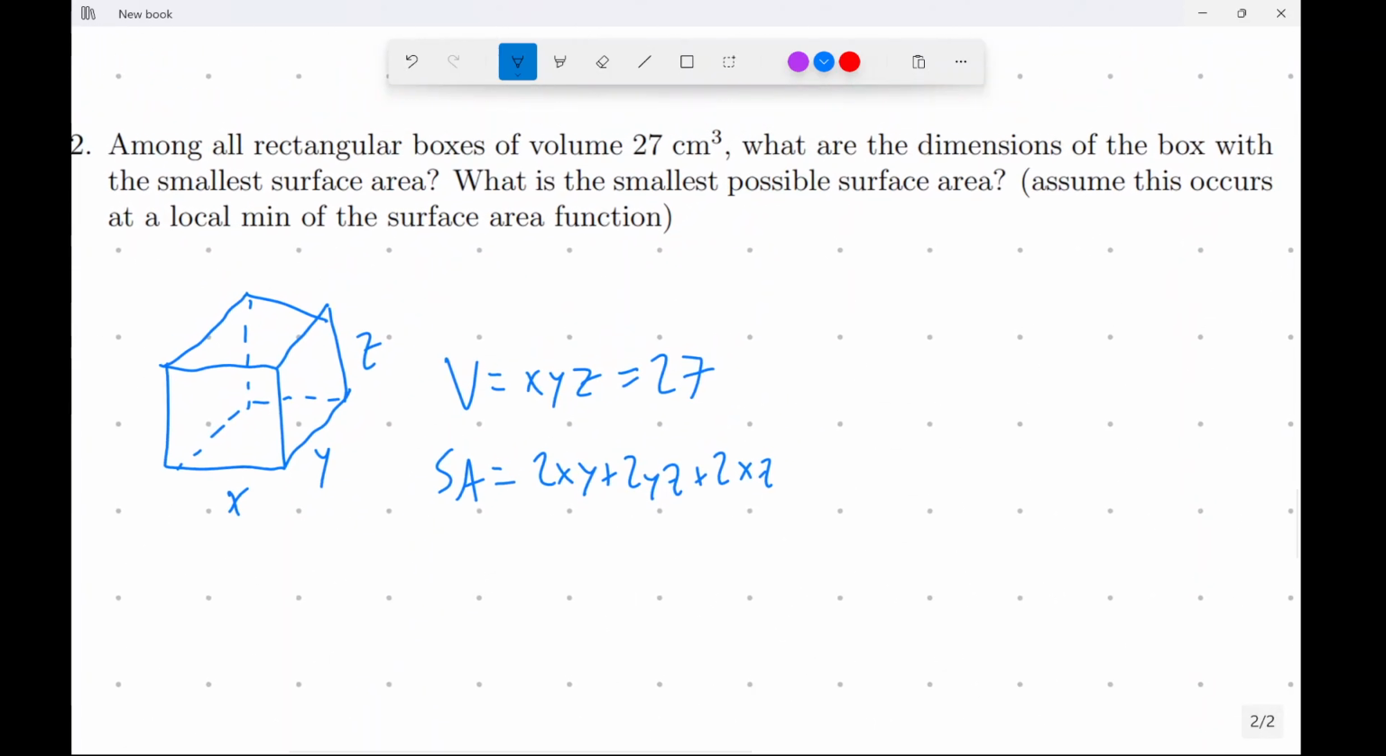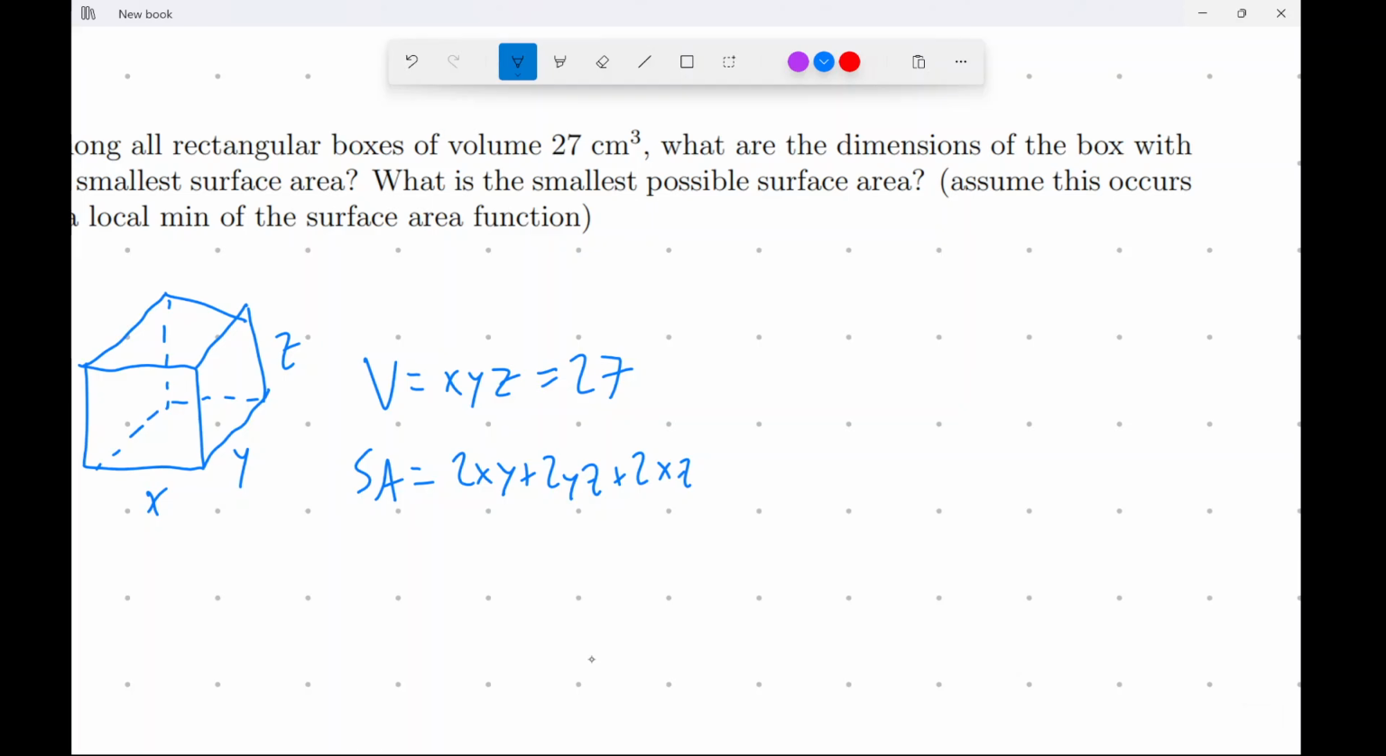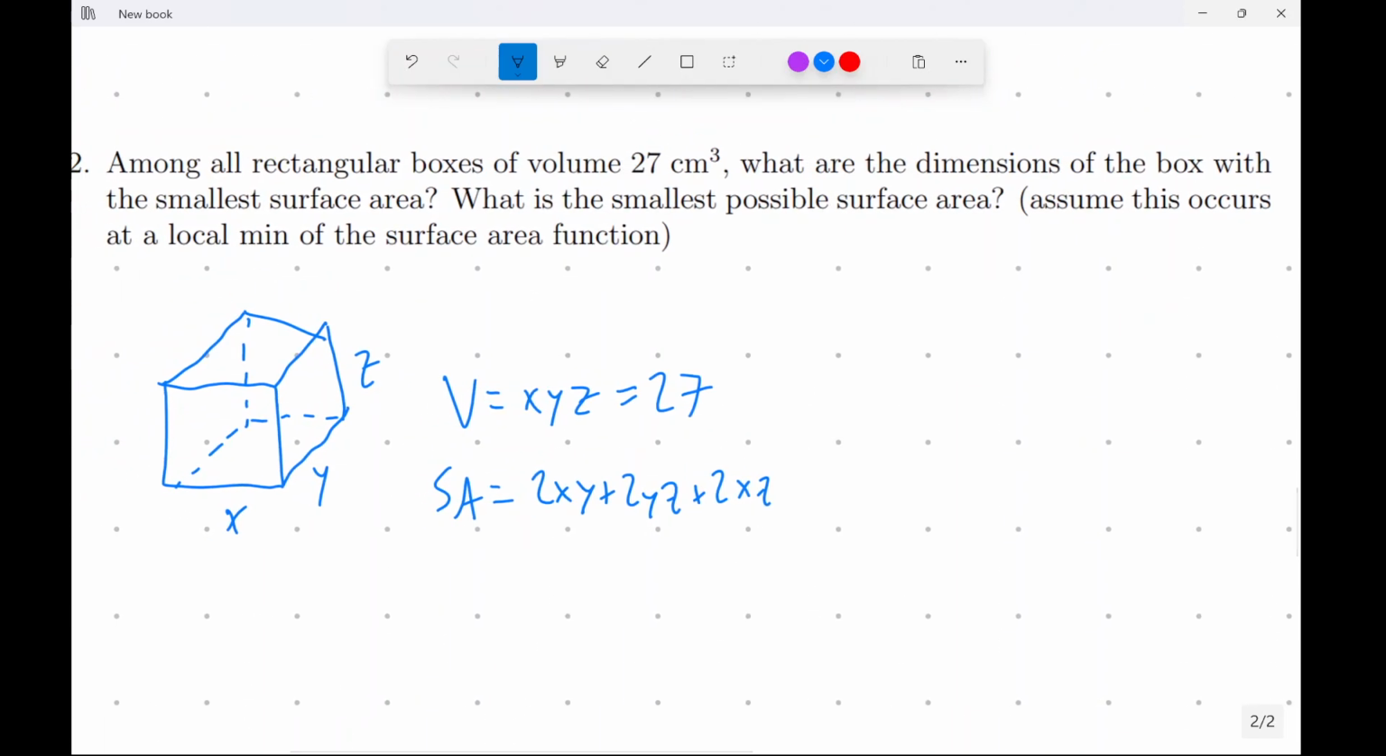Okay, so it gives us a surface area and the volume functions. It does say assume that the smallest possible surface area occurs at a local minimum of the surface area function. It's leaving out that it wants us to plug this constraint into the surface area function. The reason we want to do this is we saw that when I didn't plug in the constraint, we got that x, y, and z were all 0, or we would have got that if I finished solving it.